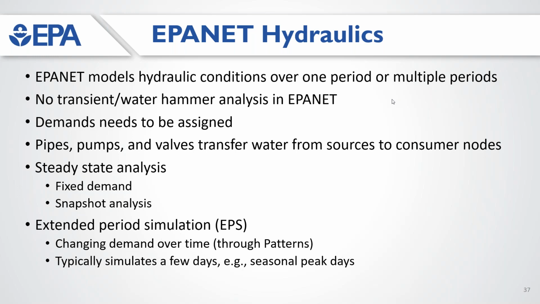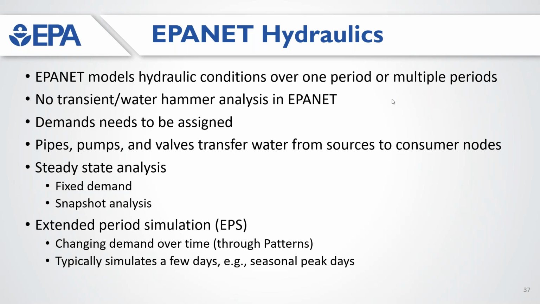For any EPANET network model, demands have to be assigned. We need to know how much demand is consumed at each junction. Some junctions can have 0 demand, but we must have sensor data, water consumption data in order to build a hydraulic model. Links in EPANET include pipes, pumps, and valves. They basically transfer water from source to consumer nodes.